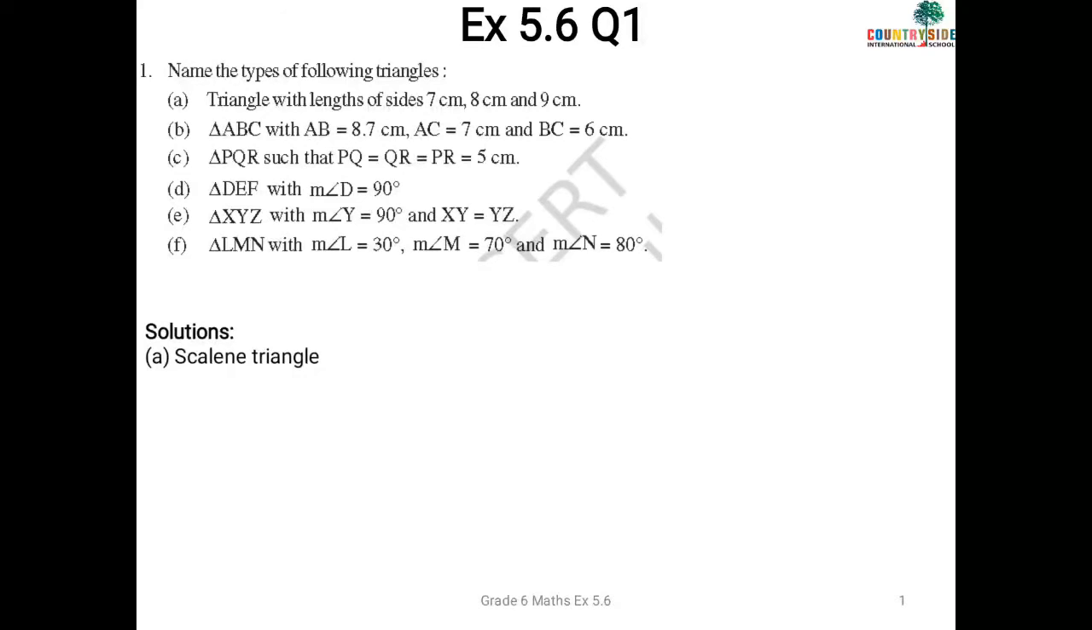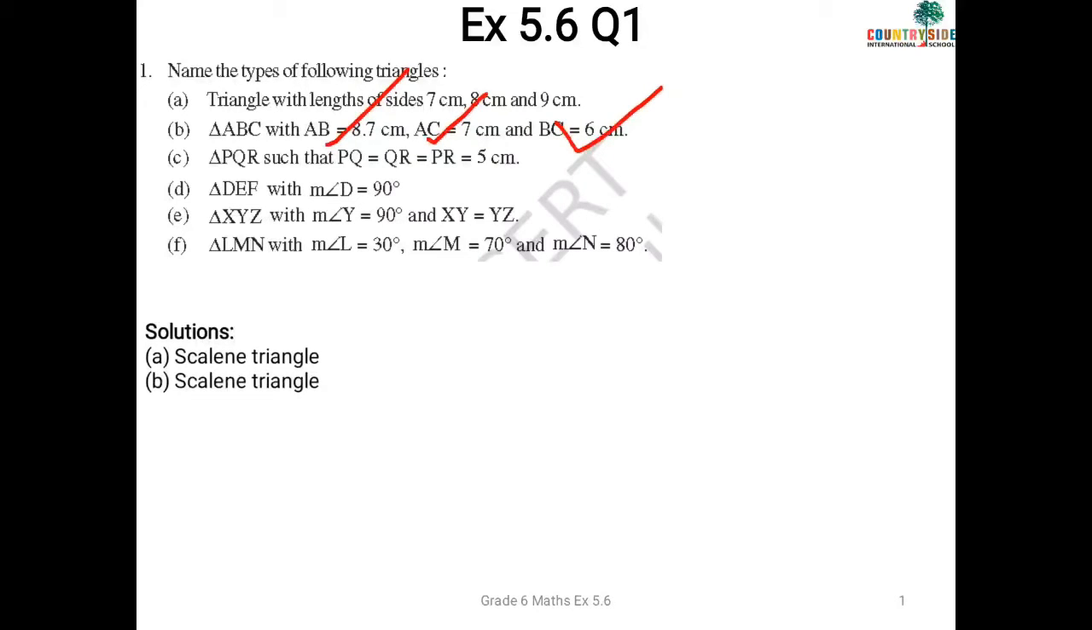Now read part B. In triangle ABC, AB is 8.7, AC is 7, BC is 6. So here also all three sides are different, so it is a scalene triangle. Now for part C, triangle PQR, in which PQ equals QR equals PR equals 5 centimeter. That means all sides are equal, 5 centimeter each. Whenever all sides are equal, it is an equilateral triangle. So the answer for C is equilateral triangle.